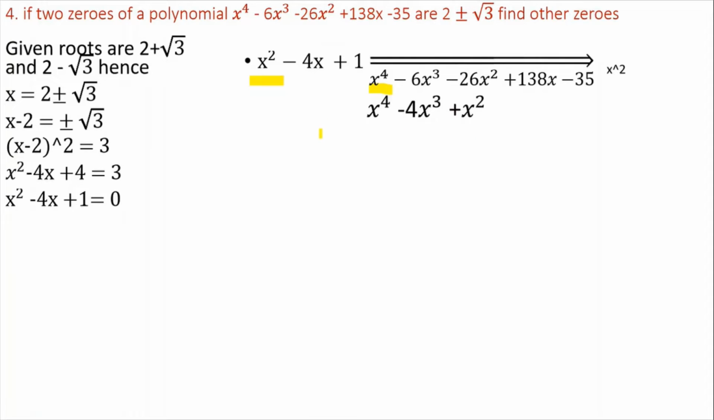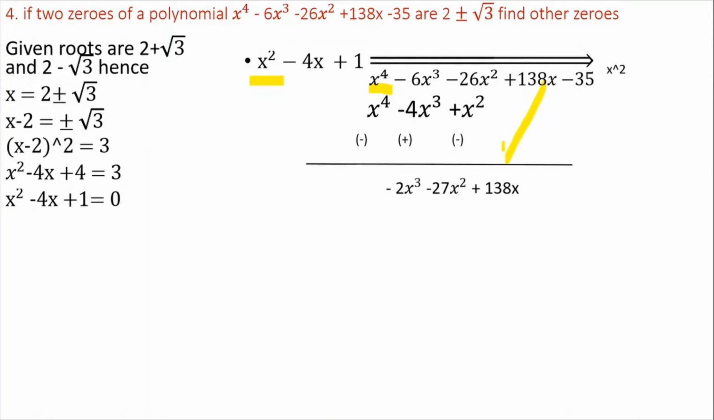Now, after multiplying, we have to reverse the signs, that is, plus is replaced by minus and minus is replaced by plus. So x power 4 and x power 4 cancel, and minus 6x cube plus 4x cube gives minus 2x cube, and minus 26x square and minus x square gives minus 27x square, and we bring down the term plus 138x.